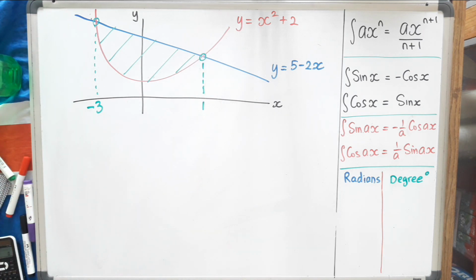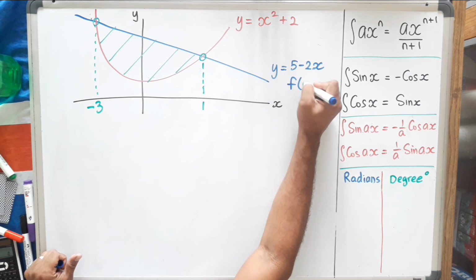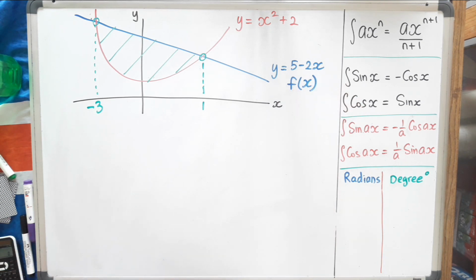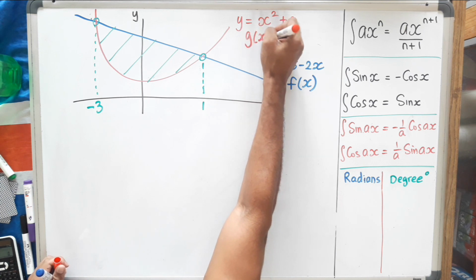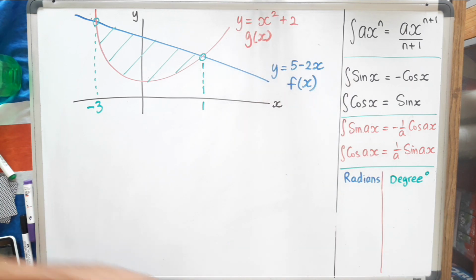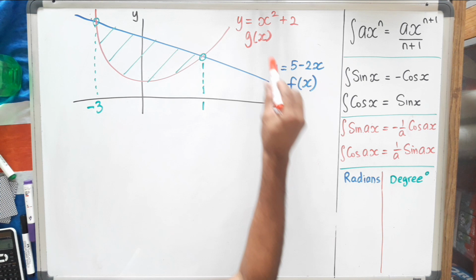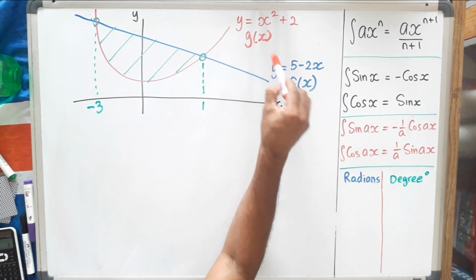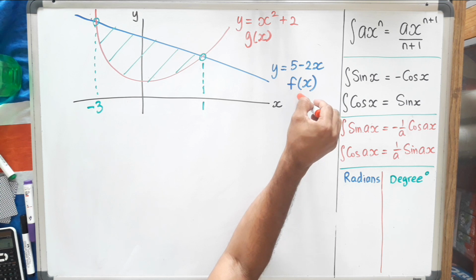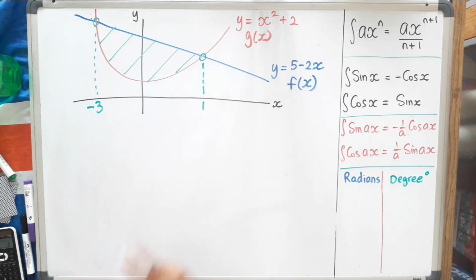There are two graphs here, right? A red one and a blue one. So I am going to call the blue one f(x), and I am going to call the red one g(x), because an equation is really a function at the end of the day. Now, you're going to have to subtract the two functions. I'm going to show you how they write the formula in most textbooks. You have to take the two functions and subtract them. So it's either g(x) minus f(x) or f(x) minus g(x). It makes a big difference which one you put first.